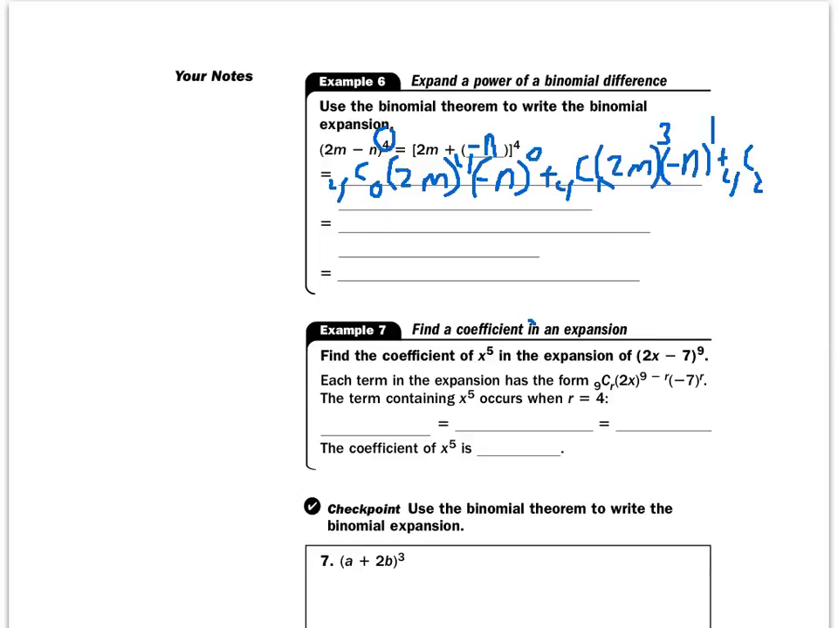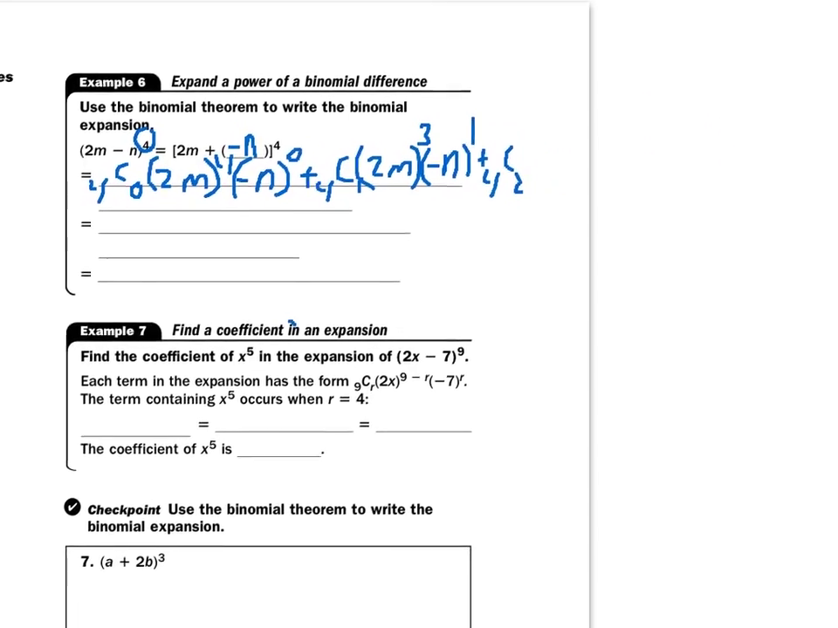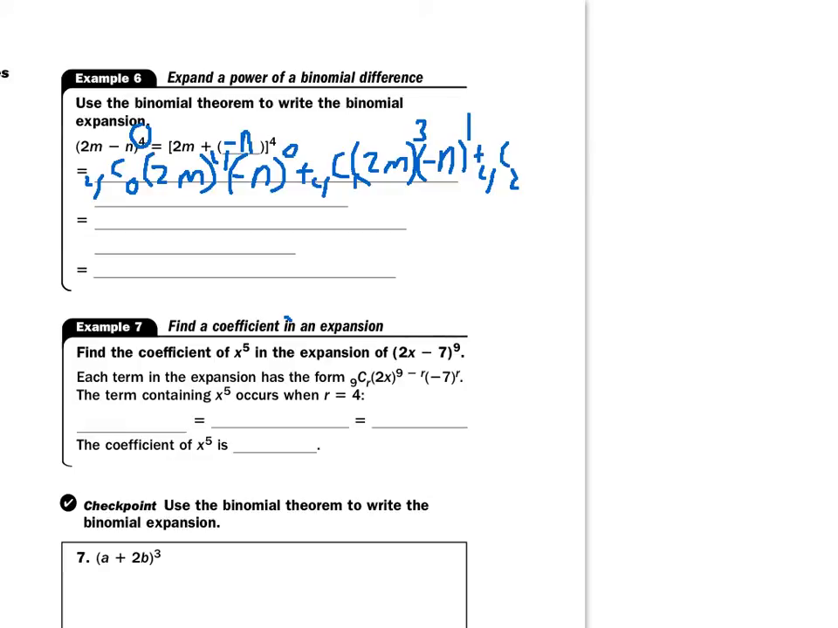There's really no easy way to do this. You have to do this all by hand. I wish there was something you had in your calculator, and you know what? Probably somebody will invent that soon. By the time your kids are there, they'll never have to do this. But 2m to the second, negative n to the second. All right? Plus 4 combination 3, 2m to the 1 now, and negative n to the third.